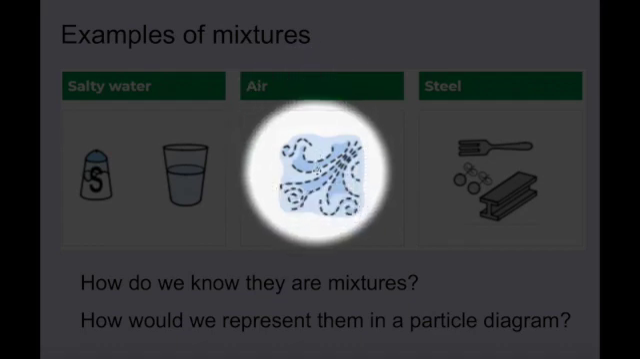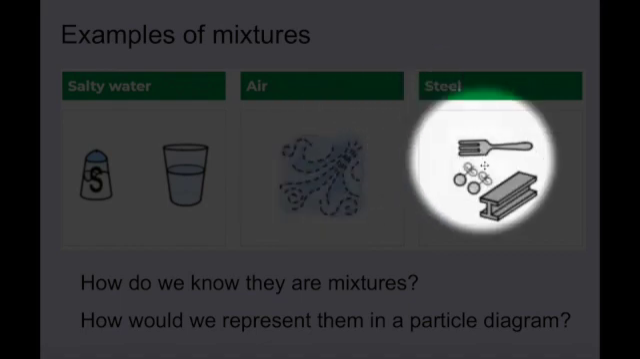In air, have a think. You might know what gases are in air. We've actually got oxygen, nitrogen, and carbon dioxide particles in air. So again, it's a mixture. There isn't an air particle. Air is made up of oxygen, carbon dioxide, and nitrogen.